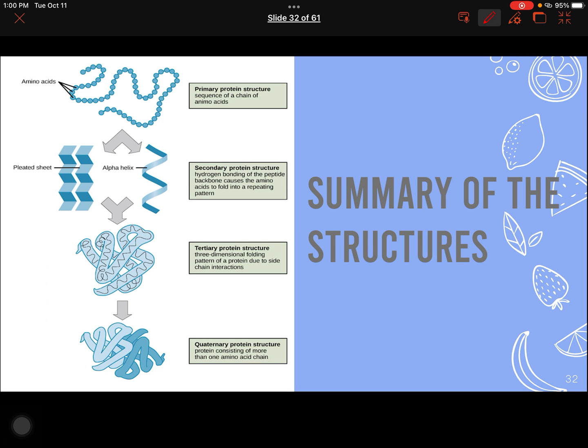So this is the structure of your proteins, the summary of which: your primary protein structure is the sequence of amino acids. Simple as that. Your secondary protein structure, hydrogen bonding of the peptide backbone, causes the amino acids to fold into a repeating pattern. If it is pleated sheets, it does not coil on itself, but your alpha helix coils around itself. Next, your tertiary protein is a three-dimensional folding pattern of a protein due to side chain interactions.